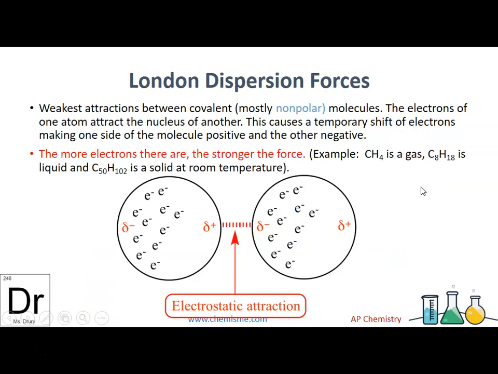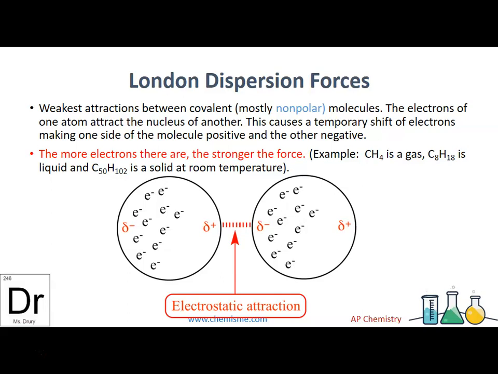Let's talk about what the forces are. The first type of force is London dispersion force. It's the weakest of the attractions, in mostly covalent or nonpolar molecules. The electrons of one atom will attract the nucleus of another, and this causes a temporary shift of electrons, making one side of the molecule positive for a slight moment and the other side negative for a slight moment. If you know that that happens, then opposites attract and they will attract each other.